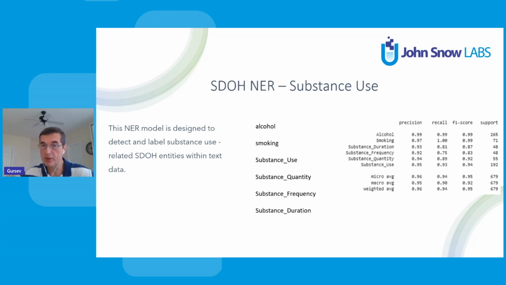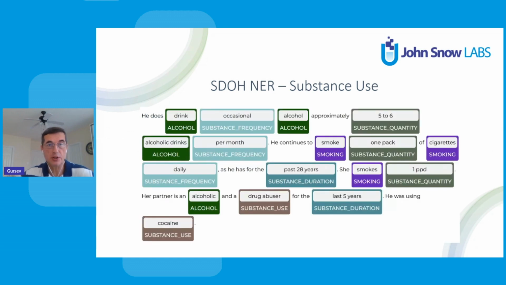As you see, some of the F1 scores are almost perfect. And I will show you the next visualizer, but let's try to stress different substance based entities. So substance quantity, I'm starting with the first one, 5 to 6. Okay, it's quantity. And again, one pack per day. And these are all quantities.